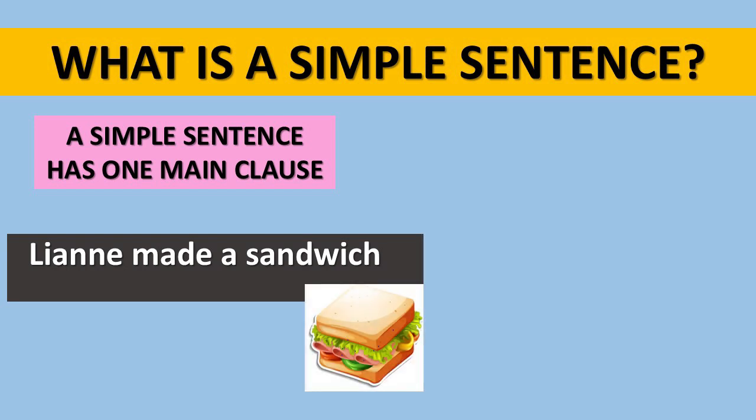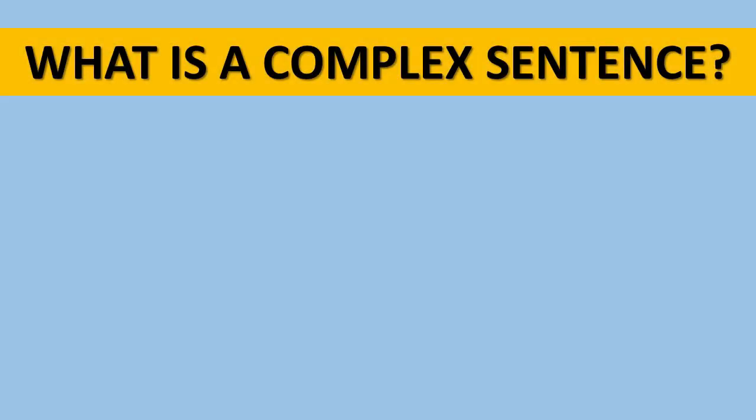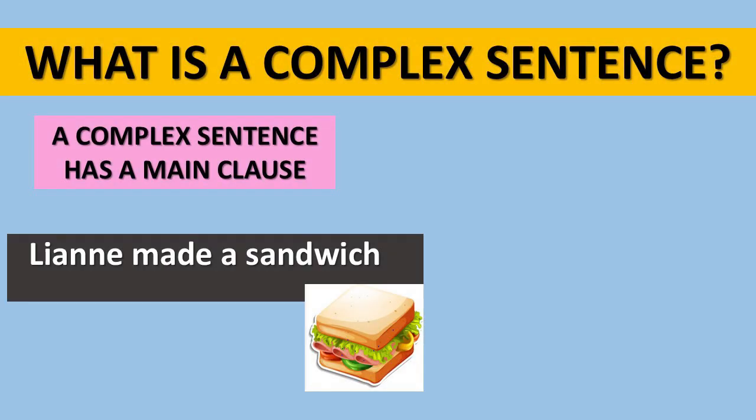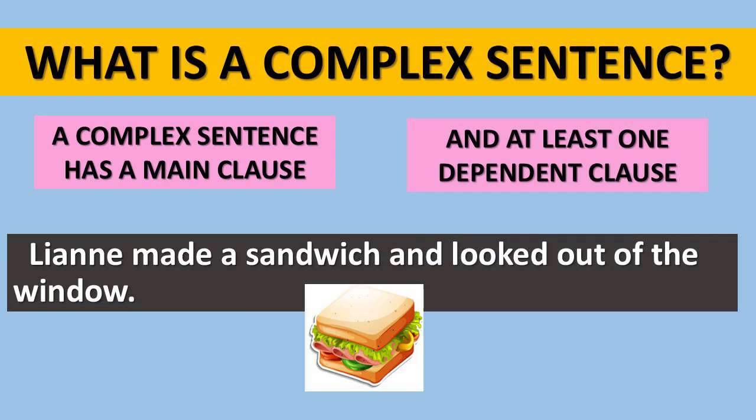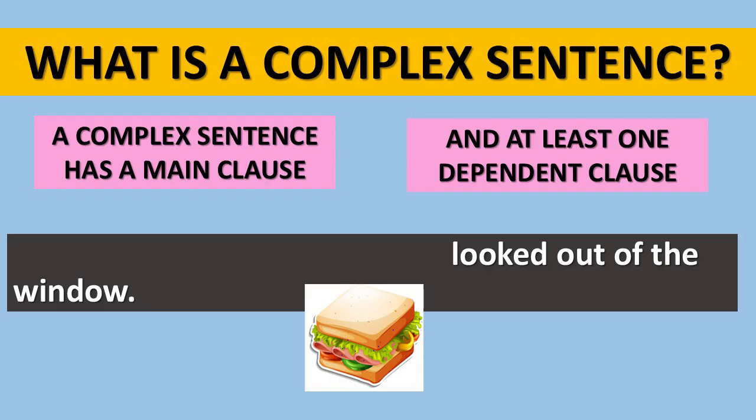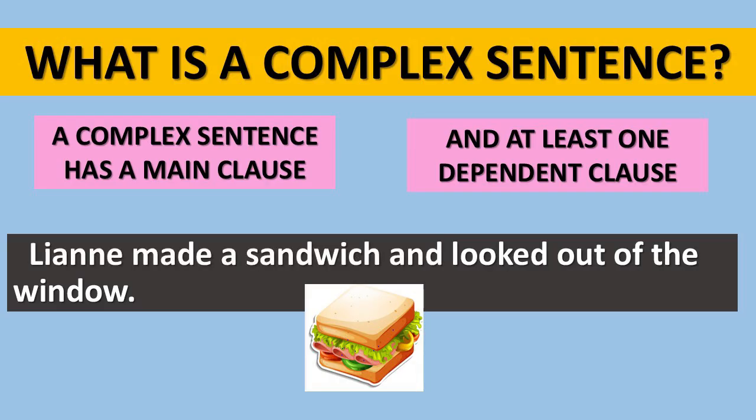Now it's time for us to think about how we can take this simple sentence and make it a complex one. So a complex sentence has a main clause, Leanne made a sandwich, but it also has at least one dependent clause. So, Leanne made a sandwich and looked out of the window. On its own, looked out of the window does not make sense. It's dependent on the other clause in order to make sense. So together we've got Leanne made a sandwich and looked out of the window. Now that is an example of a complex sentence.